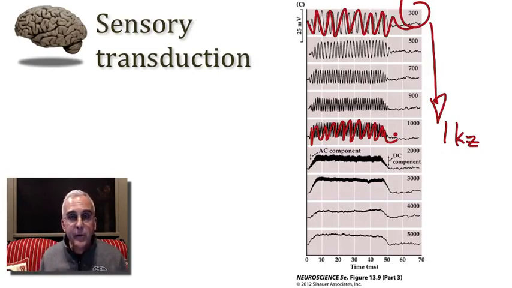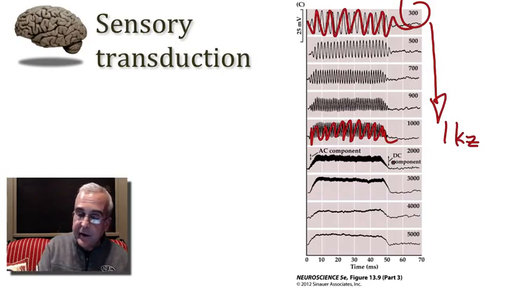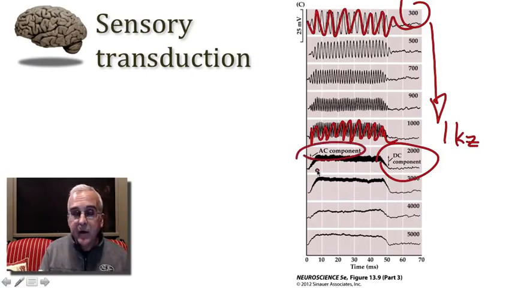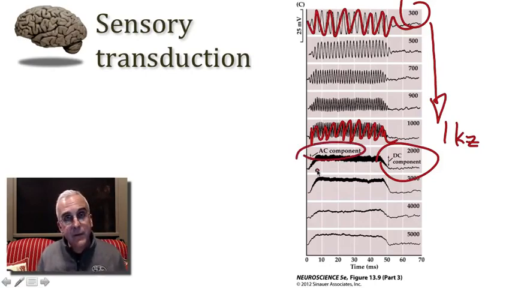But we can still encode that energy because there is a DC component to the response. That is, the hair cell on average becomes depolarized, even though the modulations, the AC component, now basically vanish as we get above about 2 kilohertz.